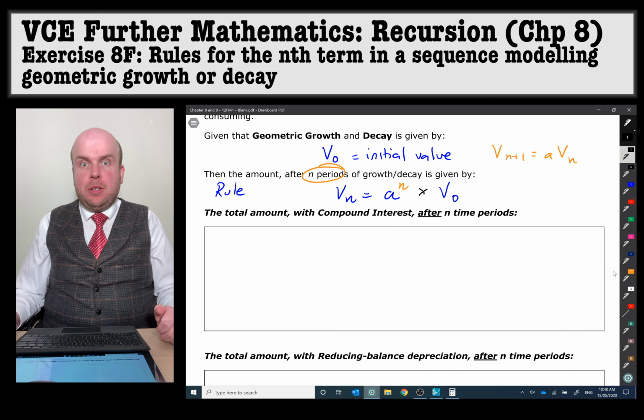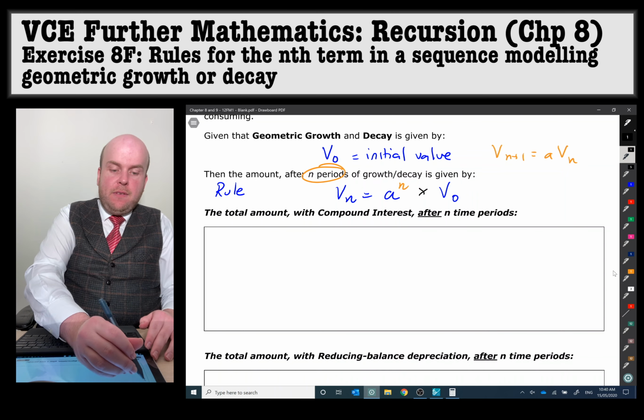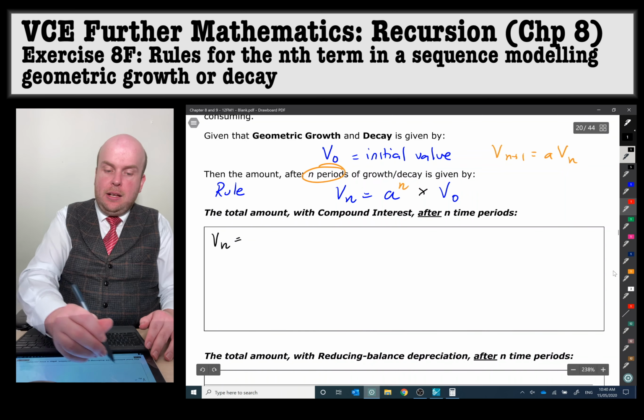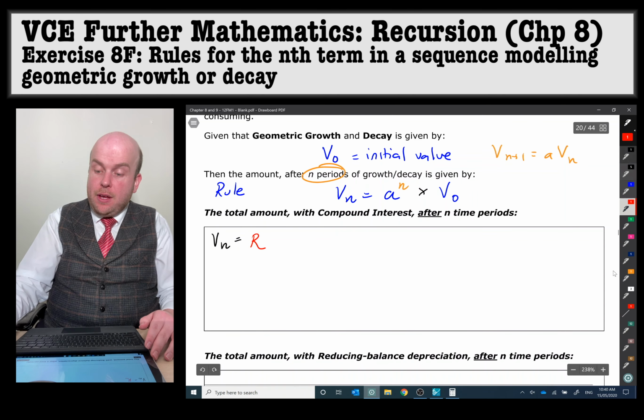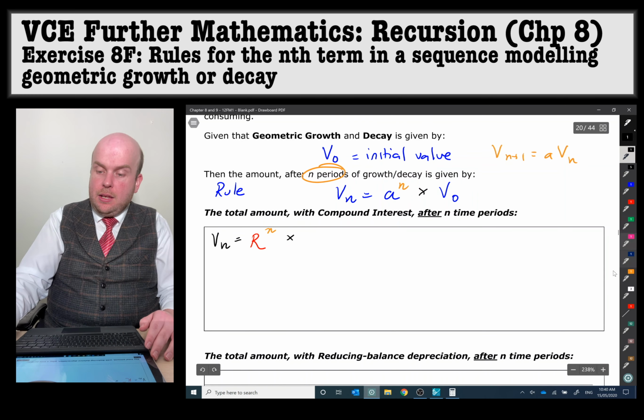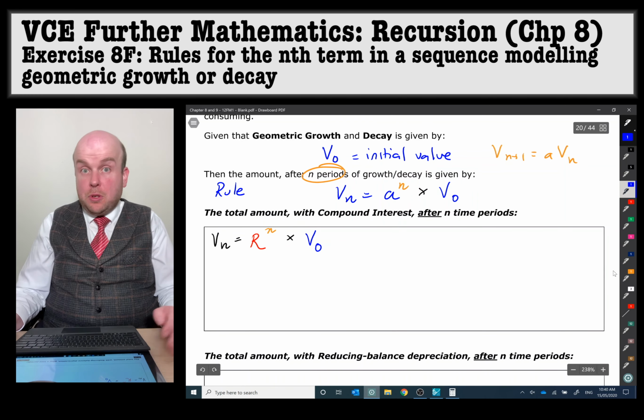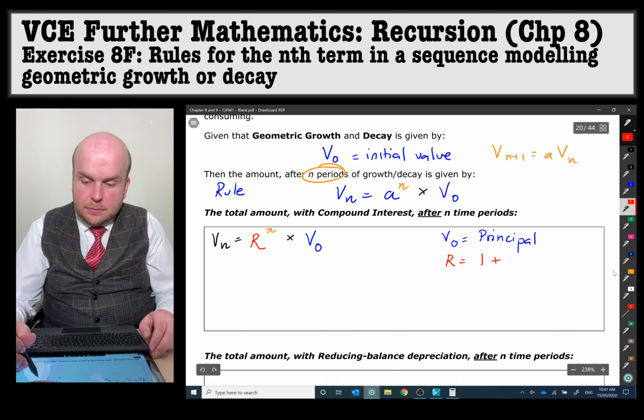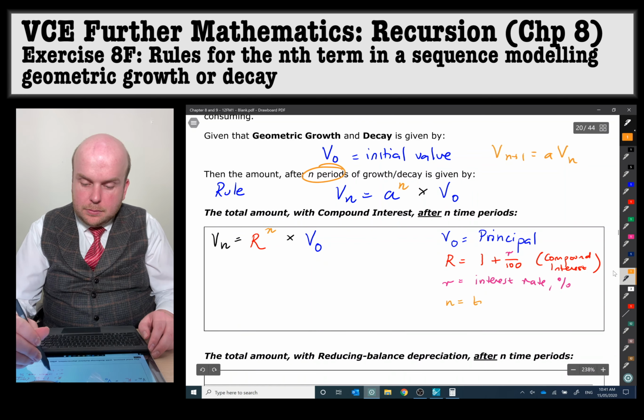So the rule to establish this or to find out these is to use Vn is equal to R to the power of n times by V naught. So what do all of those mean? So V naught is the principal. The R, the capital R, is equal to 1 plus little r over 100. So that's the compound interest sort of rate or installment each time. The little r is the interest rate as a percentage, and then n is the time periods.